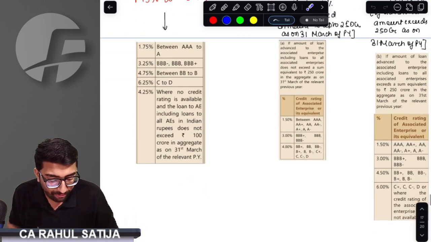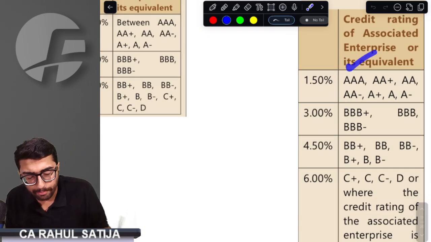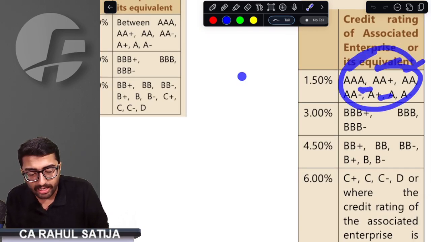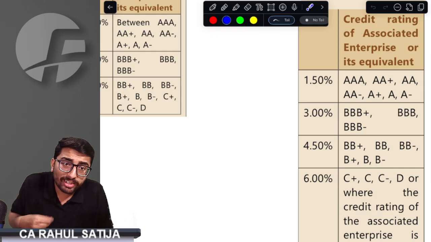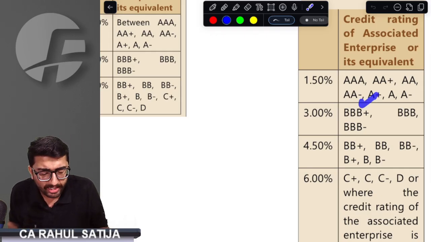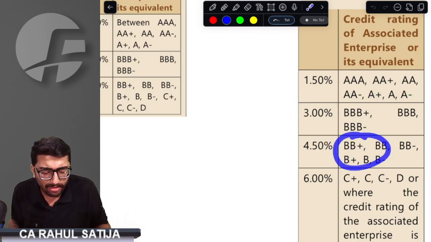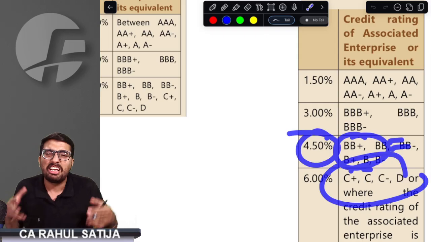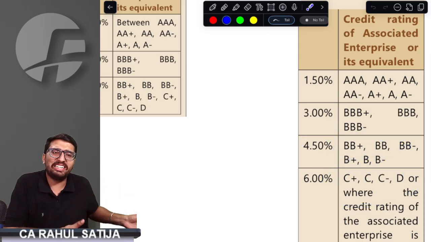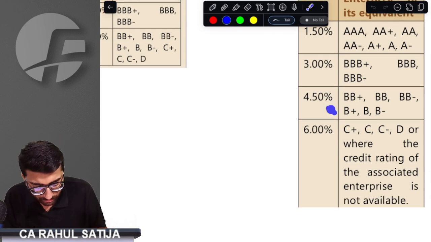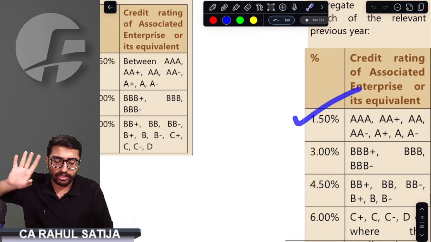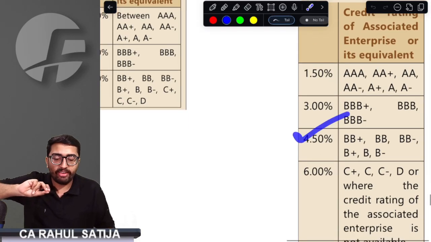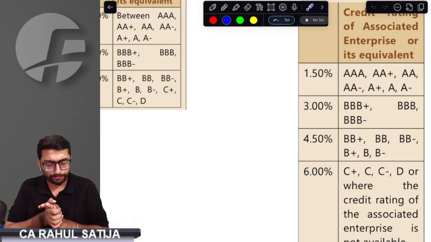And what the credit rating says: if the entity is AAA rated, AA rated, or single A rated, then foreign currency lending rate plus 1.5% is to be charged. If this foreign entity is triple B rated, then 3% to be added. If it is B rated, double B rated, single B rated, then 4.5%. If it is very poorly rated, C category or D category, then 6% to be added. Whatever the lending rate of that foreign currency is, plus 1.5% for A, 3% for triple B, 4.5% for B, and 6% for C and D. Simple.